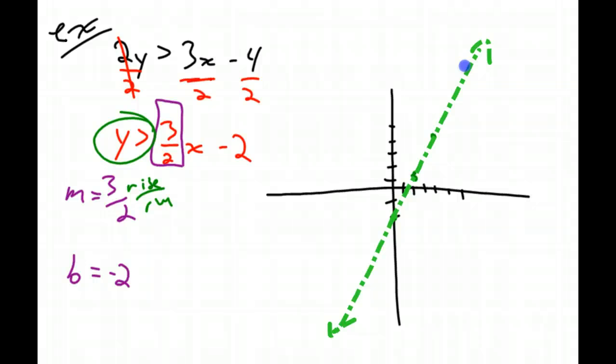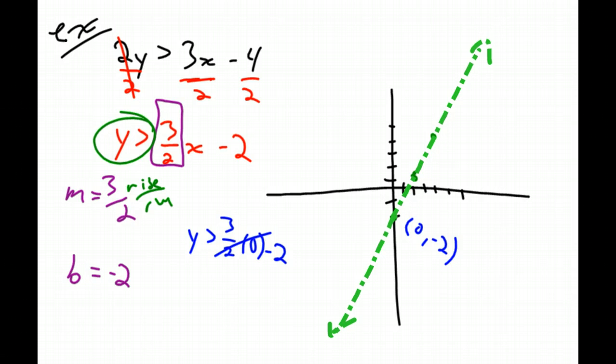If I choose the point 0, -2, right at my y-intercept, I put in 0 for x. Y is greater than 3 over 2 times 0, minus 2. Oh, I forgot to put in -2 for y. I'm sorry, y is -2, to check if that's a point. So this is 0. I have -2 is greater than -2. That is not true.